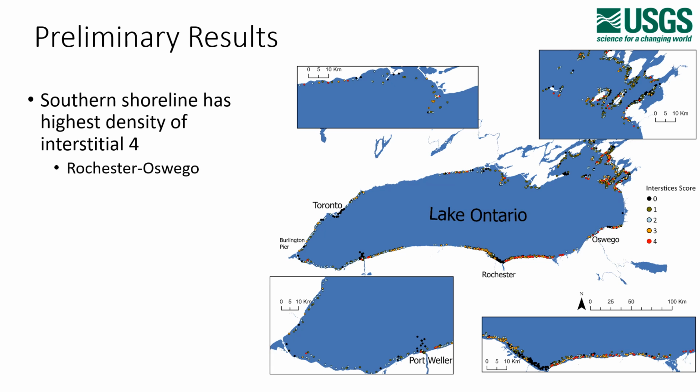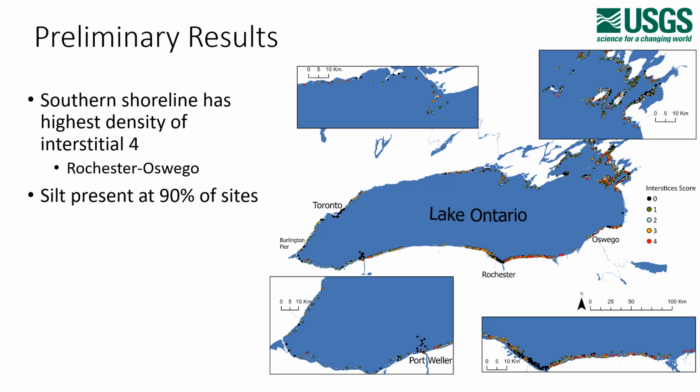The highest density of interstitial spaces score for substrates that we had were between Rochester and Oswego on the southern shoreline. These had the 3 survey units with the highest percentage of grade 4 interstitial spaces, as well as the 3 survey units that had the highest total number of grade 4 interstitial spaces. This is likely just due to those strong northern winds coming over and just clearing out interstitial spaces between the cobble and boulder that are found there.